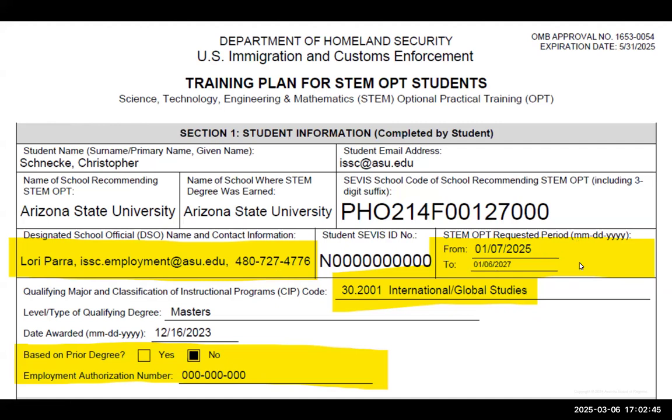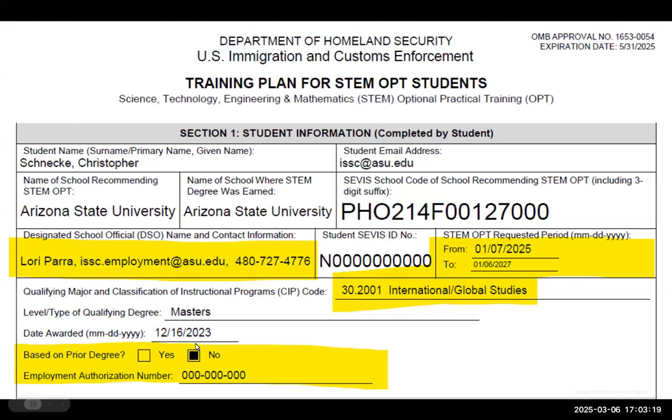For the STEM OPT requested period, the start date should always be the day after your post OPT ends, to the day before that date, 2 years in the future. So in this scenario, the 7th of January, 2025 to January 6th, 2027 would be the valid STEM dates. As you can see on here, the qualifying major and the CIP code are both included, so this would be valid and accepted by our office.